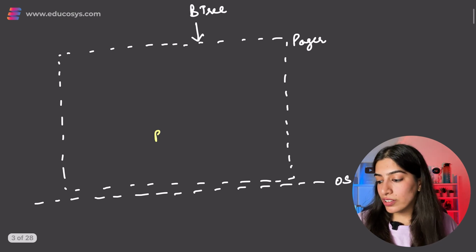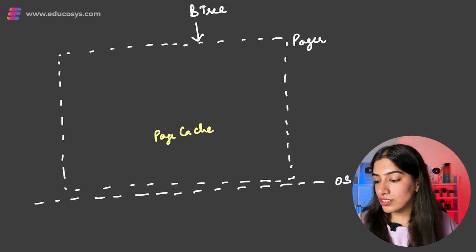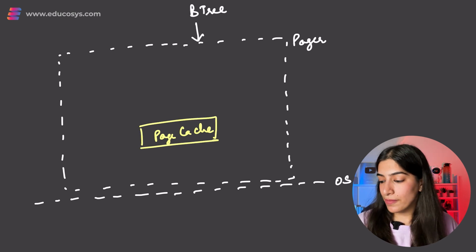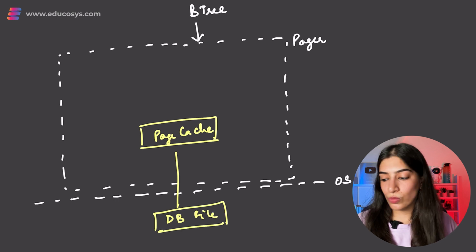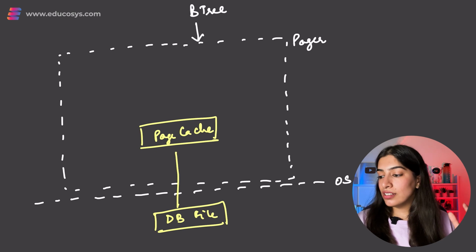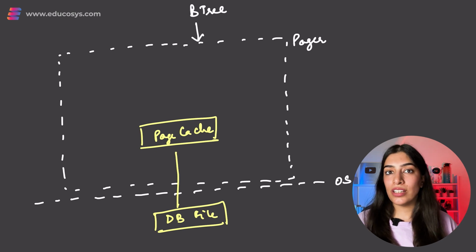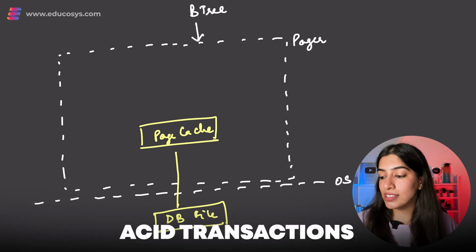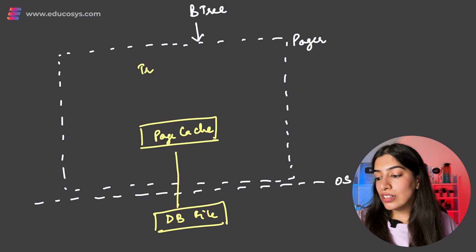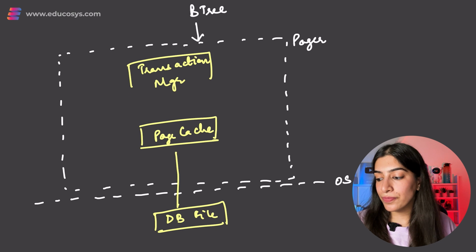So now what all things does the pager component do? First of all, there is page cache because it does cache management, right? This is the most important thing. And in the OS layer, we interact with the DB file. So we can visualize it like this. Other than this, pager is responsible for taking care of our ACID transactions. So it is also like a transaction manager, playing the role of a transaction manager for us, correct?